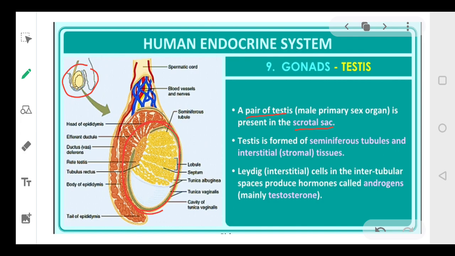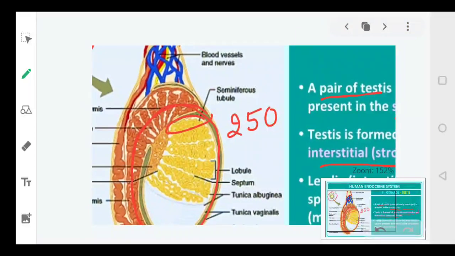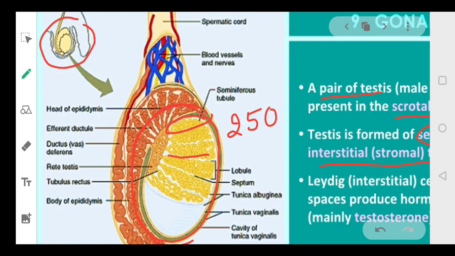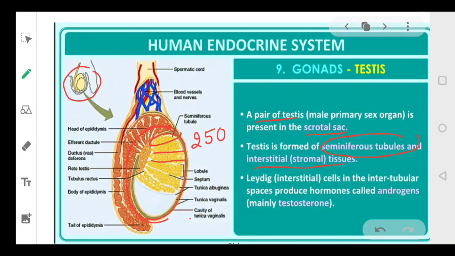Now, this particular testis contains the seminiferous tubules and the interstitial tissue. So, two types of components are present in the testis. One is referred to as the seminiferous tubules. If you look at it, this yellow portion indicates the seminiferous tubules, and there are approximately 250 seminiferous tubules in a testis. The parts in between are referred to as the interstitial tissue. So the testis is made up of two parts, seminiferous tubules and the interstitial tissue.